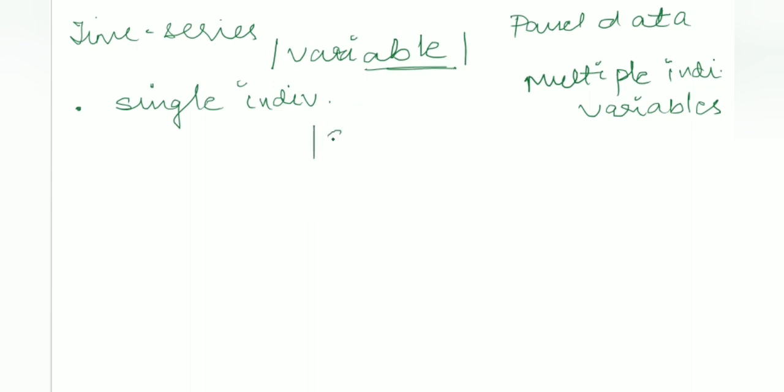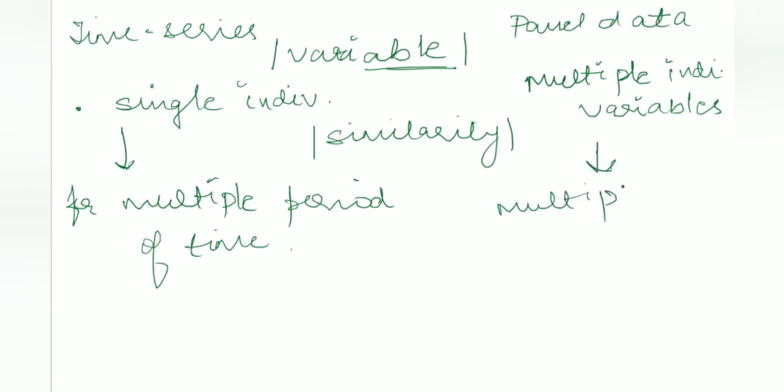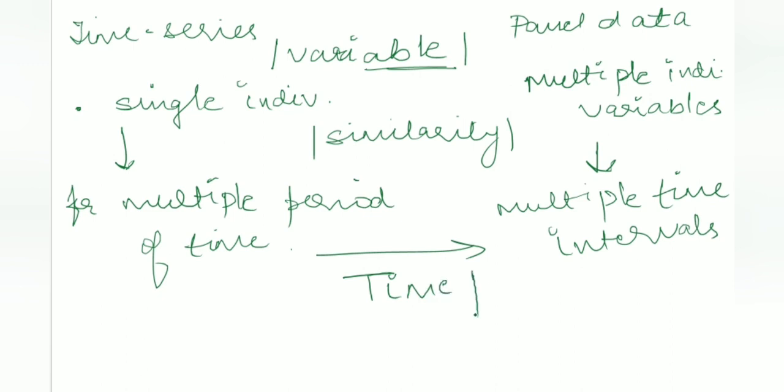What is the similarity here? Similarity between the two: it measures a single individual for multiple periods of time. Same here with the panel. It focuses on multiple individuals at multiple time intervals. So what is the similarity between these two is the time period.